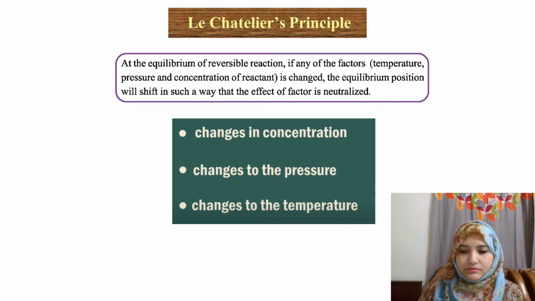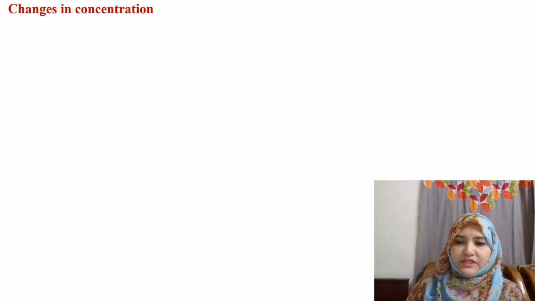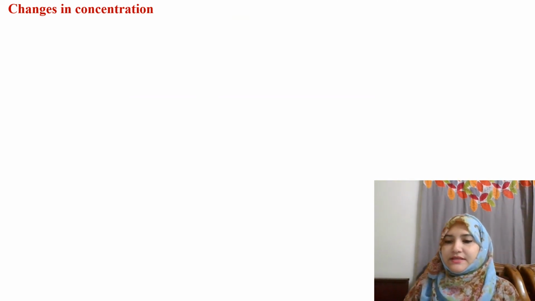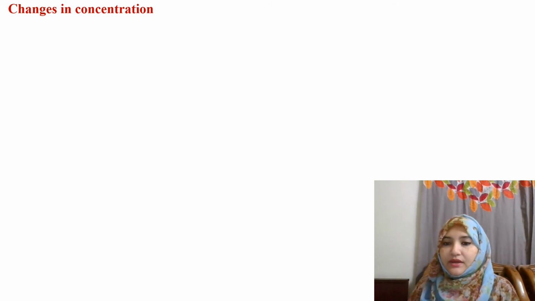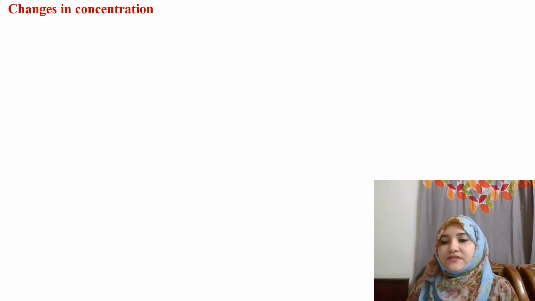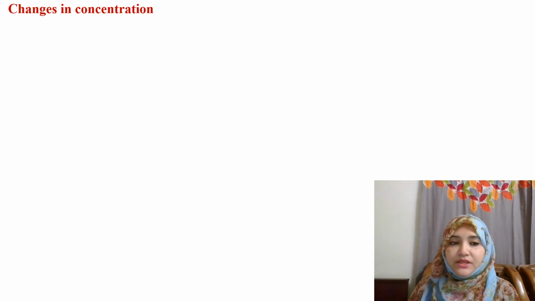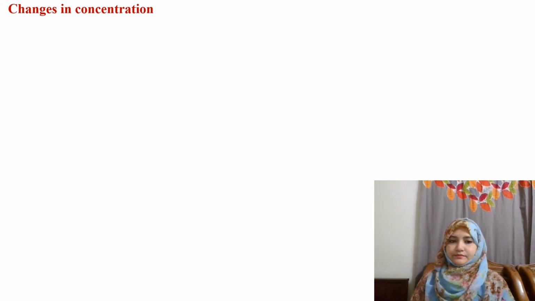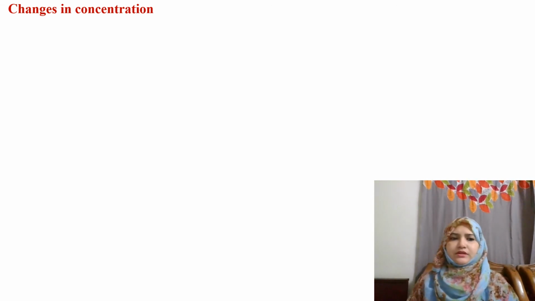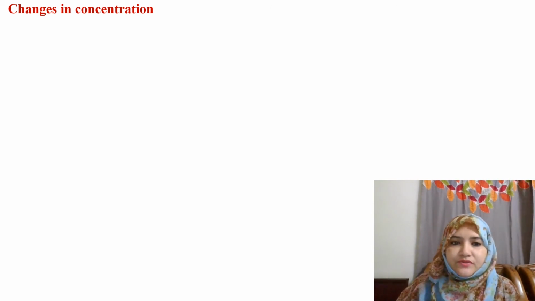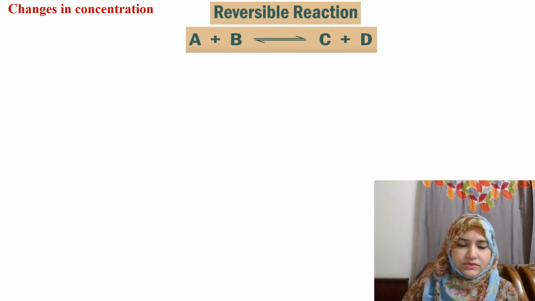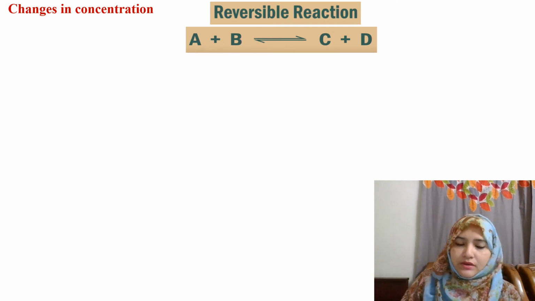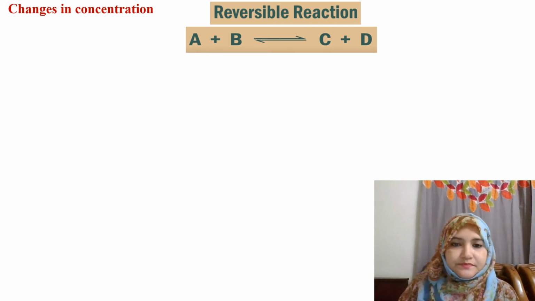Now, at first, I will discuss the changes in concentration, the effect of changes in concentration at chemical equilibrium. At first let's describe a hypothetical reaction at equilibrium: A plus B produce C and D.